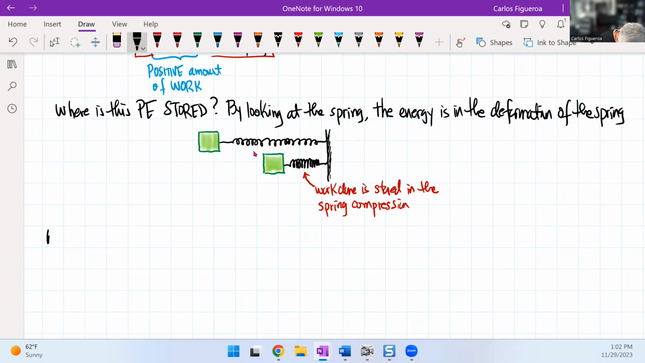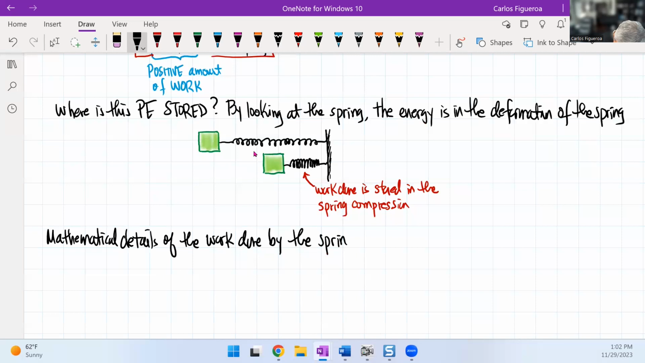We want to get to the mathematical details of the work done by the spring. And the first thing that we have to do here is deal with something called Hooke's law.